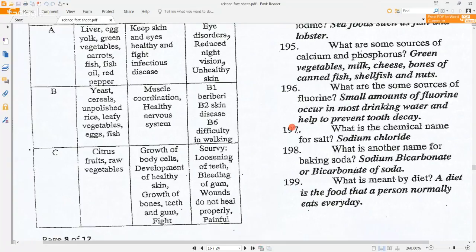197. What is the chemical name for salt? That's table salt. Sodium chloride. What is another name for baking soda? Sodium bicarbonate or bicarbonate of soda. What is meant by diet? A diet is the food that a person normally eats every day.